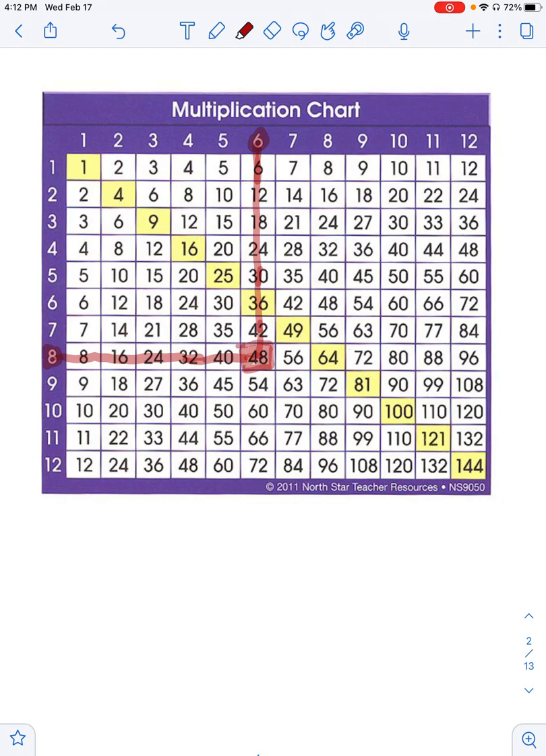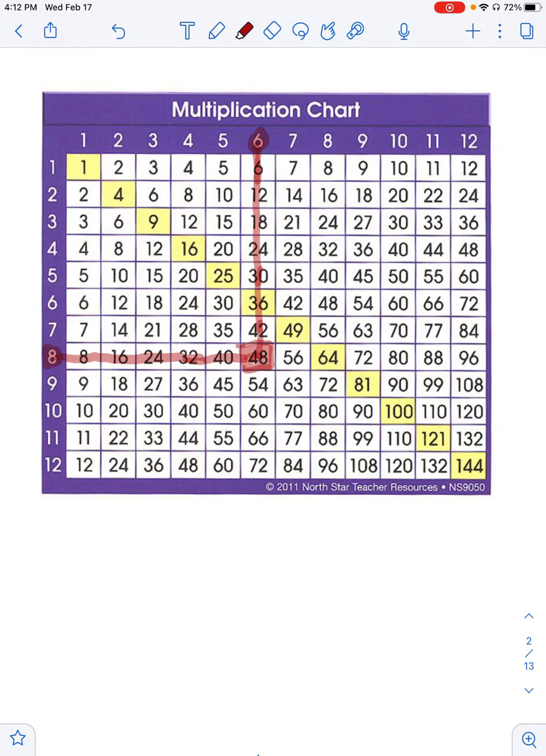It's a little bit hard for me to do it on the iPad to show you. I wouldn't use an Apple Pencil or a stylus. I would actually take two of your fingers and put them on those numbers and trace across with your fingers. It's a lot easier that way.